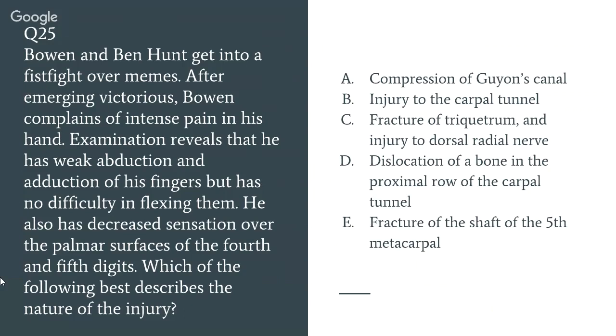So Bowen and Ben Hunt get into a fistfight over memes. After emerging victorious, so sorry, Ben, Bowen complains of intense pain in his hand. Examination reveals that he has weak abduction and adduction of his fingers, but has no difficulty in flexing them. He also has decreased sensation over the palmar surfaces of the fourth and fifth digits, so over there. Which of the following best describes the nature of his injury?